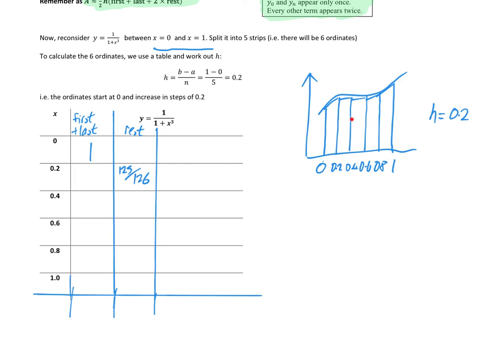My next one, so this is putting in 0.4. When I put in 0.4, I got 125 over 133. When I put in 0.6, I got 125 over 152. When I put in 0.8, I got 125 over 189. And then when I put in 1, remember 1 goes into this column because it's one of my end ones, you get 0.5.